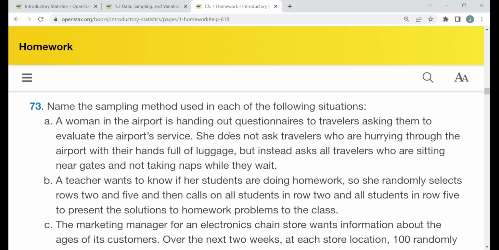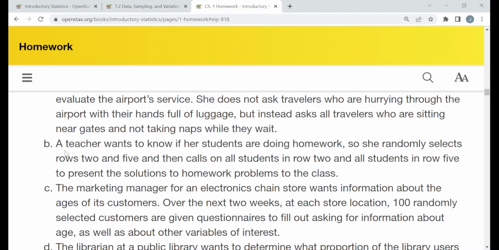And the only method we saw that wasn't random was convenience sampling. She's doing this in a convenient fashion. People that are moving slowly through the airport are sitting and not napping. She's not selecting those who are hurrying or are napping. It is not a random selection at all. It is a convenient, readily available selection of a sample. Convenience sampling.